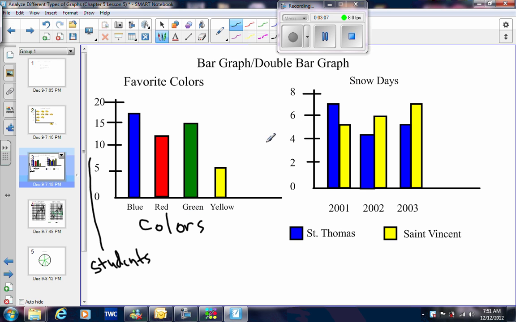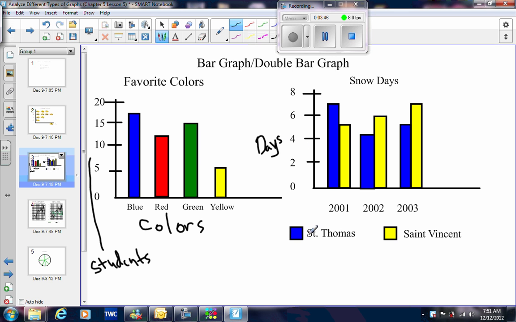All right, so the same thing I do over here. Here's the scale. It goes 0 to 4, all the way up to 8. And those numbers, again, aren't apples or weeks. Those stand for days. You can see that this one is right between 6 and 8. So in 2001, this school, St. Thomas, had 7 snow days. Okay, so when you get those, the scale is what you're counting by, and the label is what those numbers stand for.